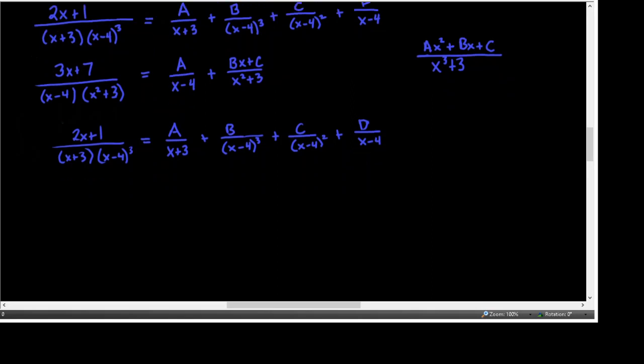Okay, so in these more advanced examples, my trick of thinking of a special number that's going to be really, really helpful is unfortunately not going to work as well as we would hope. All right, but we are going to start the same way. We're going to multiply both sides by the common denominator of all the fractions in the problem, which, by the way, is the same as the denominator on the left-hand side. So if I multiply the fraction on the left by both x plus 3 and x minus 4 cubed, the denominator cancels, leaving 2x plus 1.